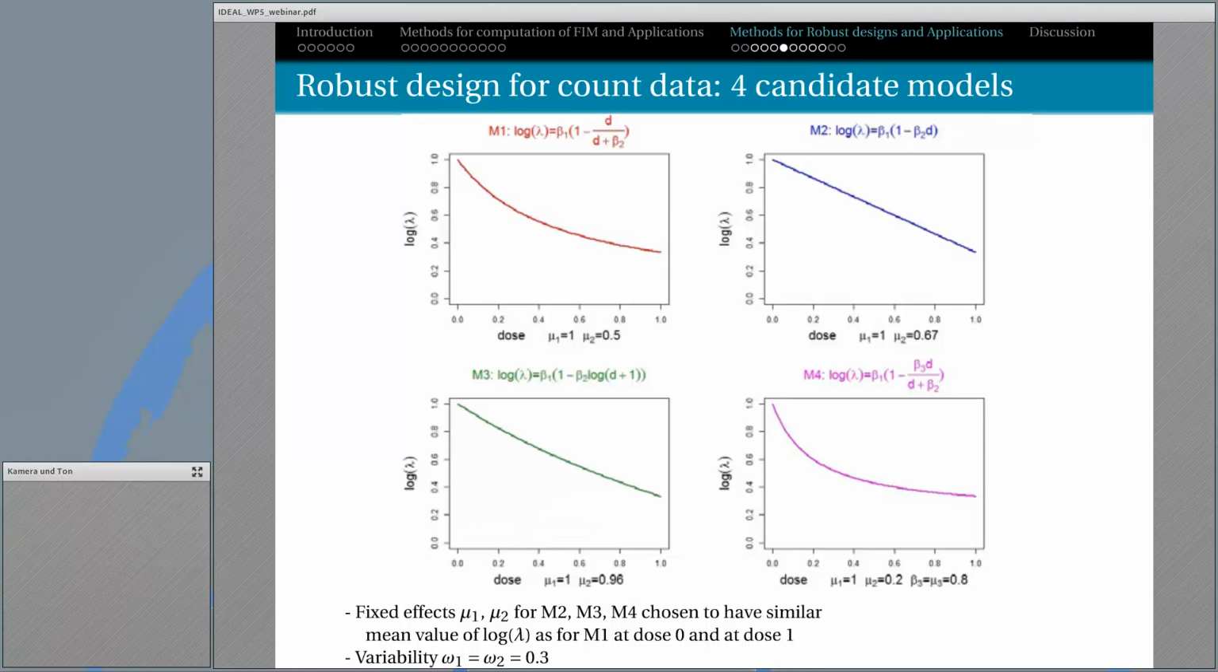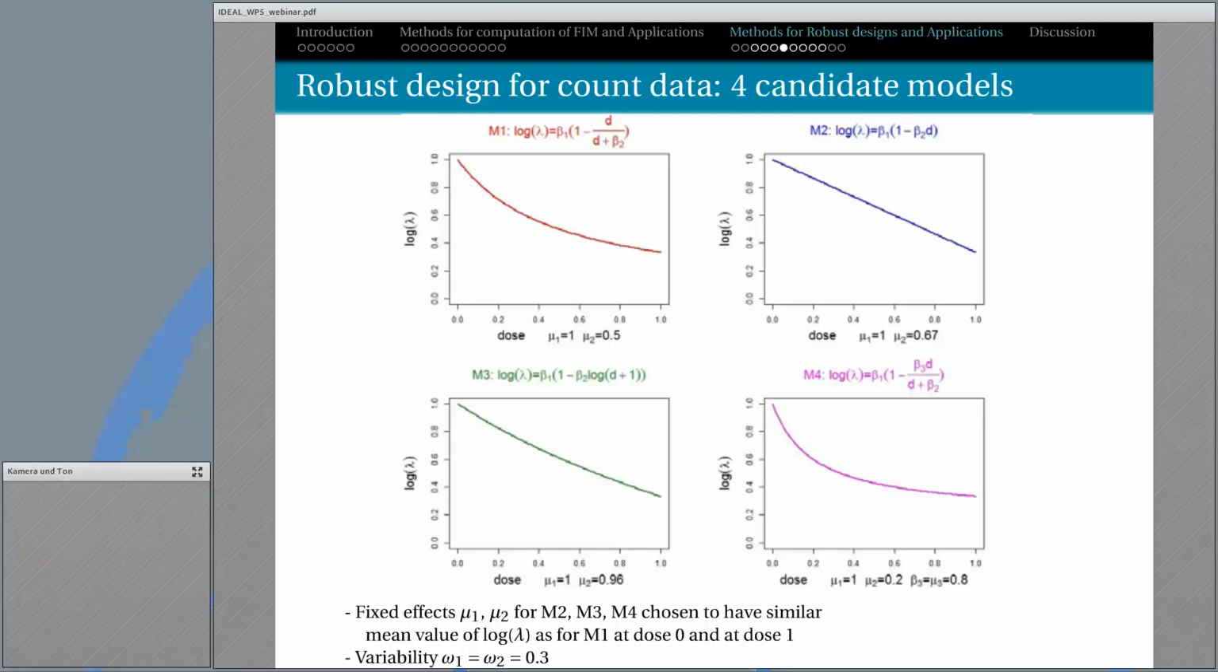What differs is the effect of dose. In model 1, we have an Emax model, and beta 2 is a D50. In model 2, we have a linear model with dose, and beta 2 is a slope. In M3, we have a log linear model, or a model with log dose. And model 4 is again an Emax model, but we have an additional parameter, beta 3, here, which is like an Imax, which was assumed to have no random effect, but to be equal to 0.8.